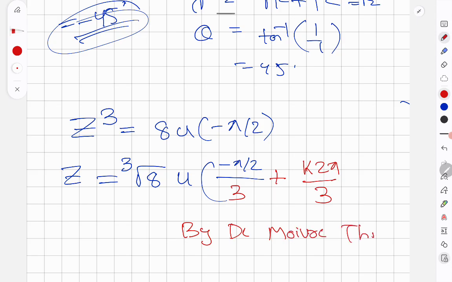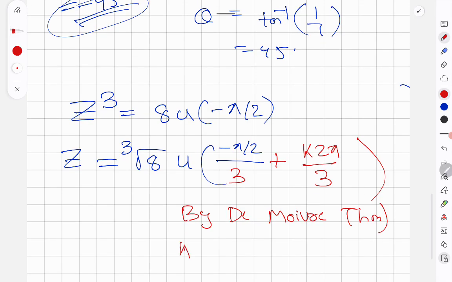Wait a minute. By De Moivre's theorem, shouldn't we only just multiply by 1/3? Where does this come from? As I said, you will get the same repetition of the roots. You will not just get one solution, you will get multiple solutions. So you have to consider all of them.